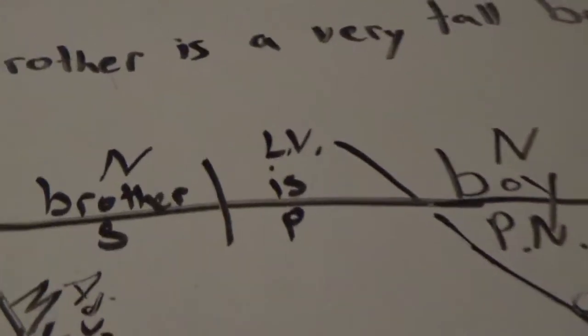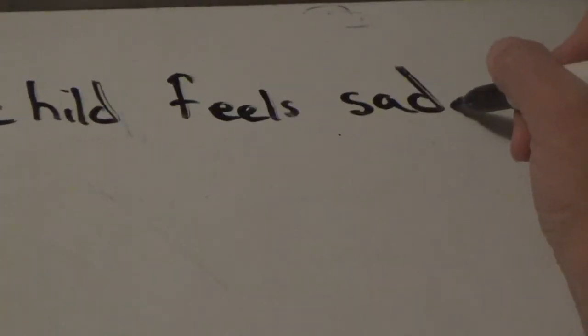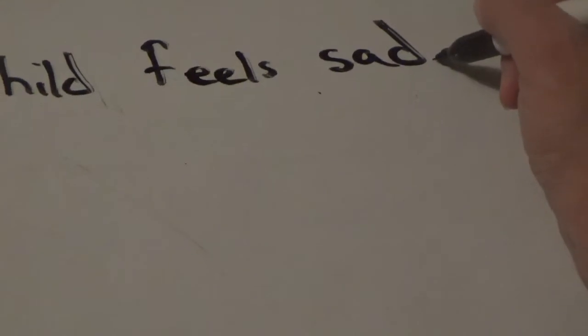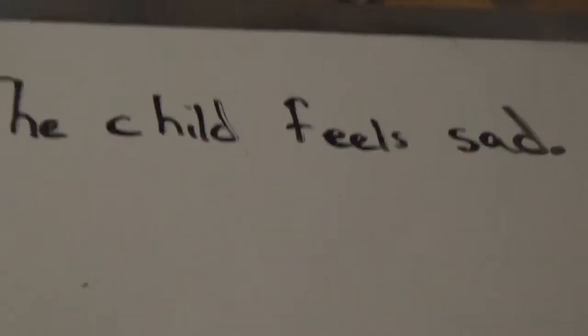Now I am going to have you diagram this sentence. The child feels sad. You know what? I want to leave out the prepositional phrase here. We're just going to simplify the diagramming on this one, so you can just mark out, if you have that handout, about his broken toy. We're just going to simplify that and have it say the child feels sad.